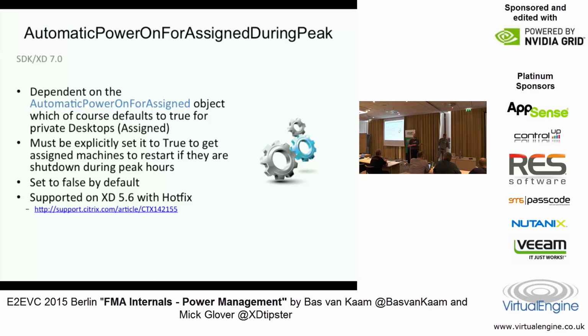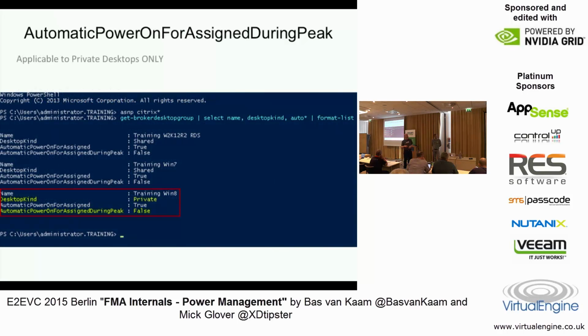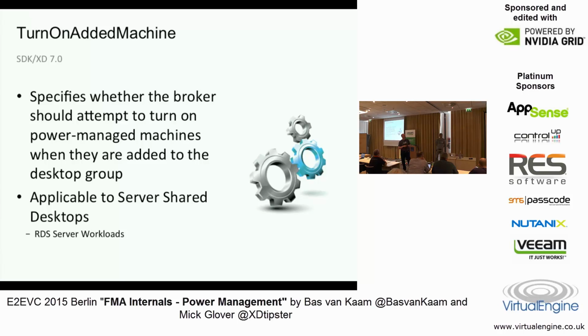Unfortunately, it defaults to false. So if you want to make sure that if somebody shuts down their assigned machine during peak hours it does come back up, you'll have to set the automatic power on for assigned during peak value to true for that delivery group. So again, just really quickly to let you know about that. This is supported in XenDesktop 5.6 as well through a hotfix. You can see the value set there by default, desktop kind private. It's applicable to private desktops only, assigned desktops, and we can see the value by default is set to false. We only have 5 minutes, so I'll push through this really quickly.